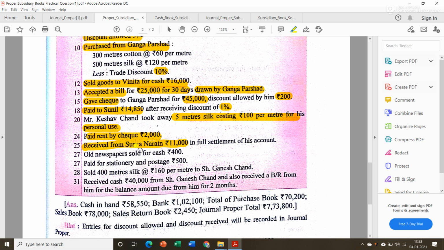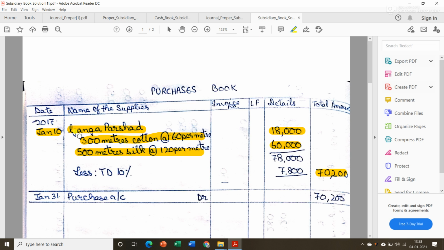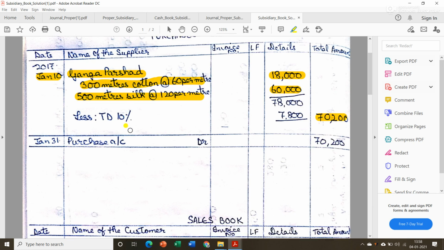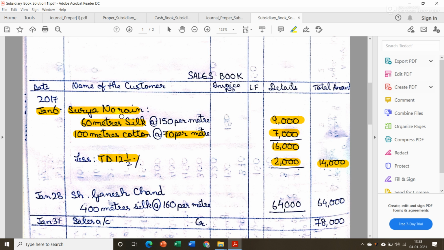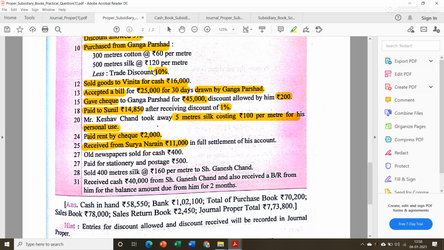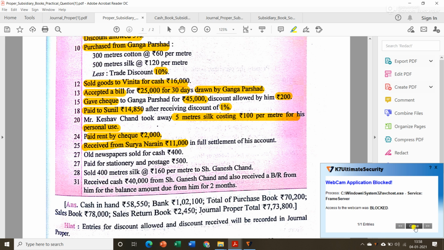Now who is Surya Narayan? We don't have any Surya Narayan in our asset or liability. So let us see our subsidiary book, that is purchase book. No, we don't have Surya Narayan. Then in sales book here, see we have Surya Narayan. He owed us 14,000. He was supposed to pay us 14,000, but how much he paid us? 11,000. That means the remaining 3,000 is nothing but discount.